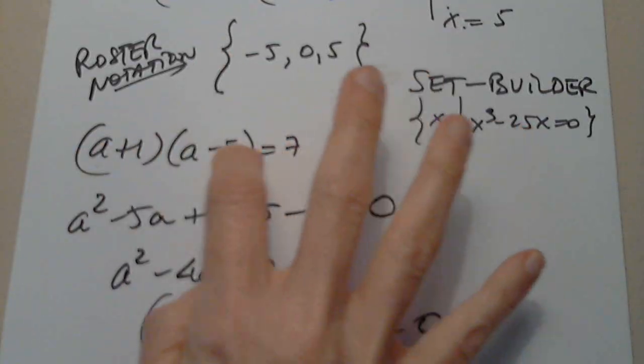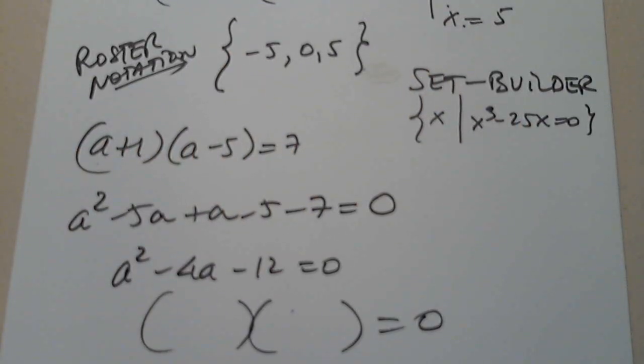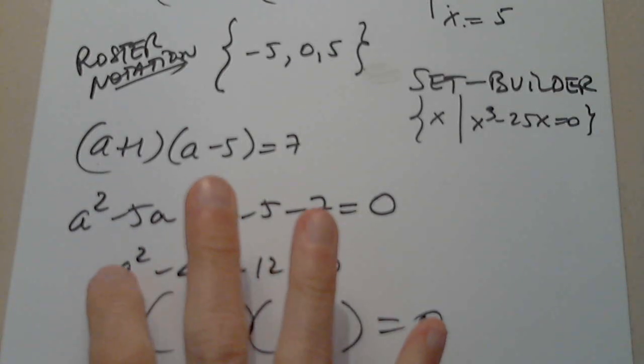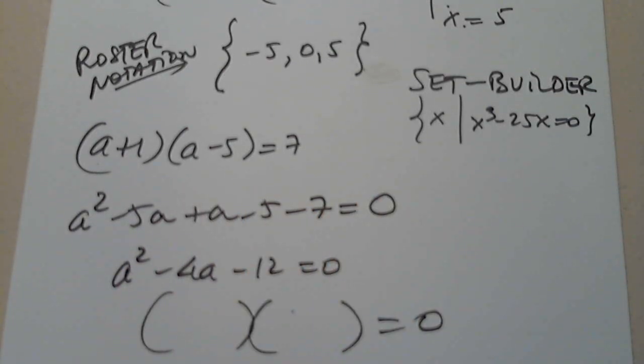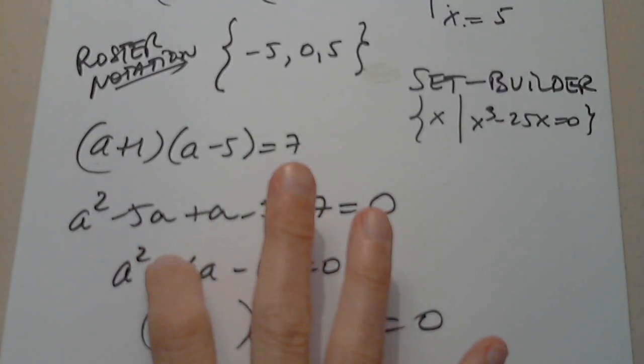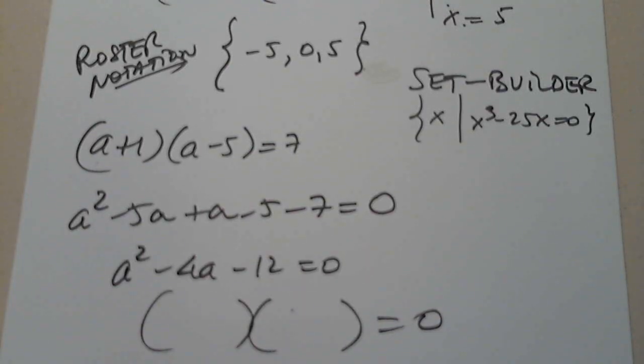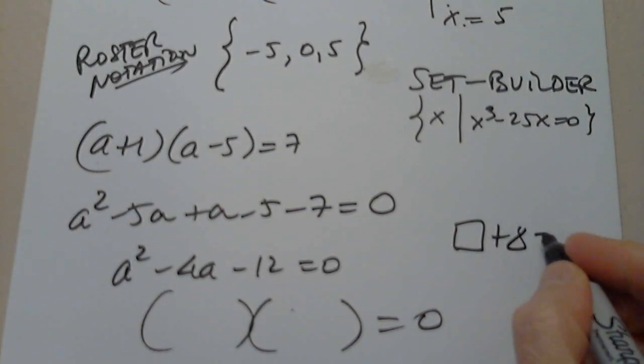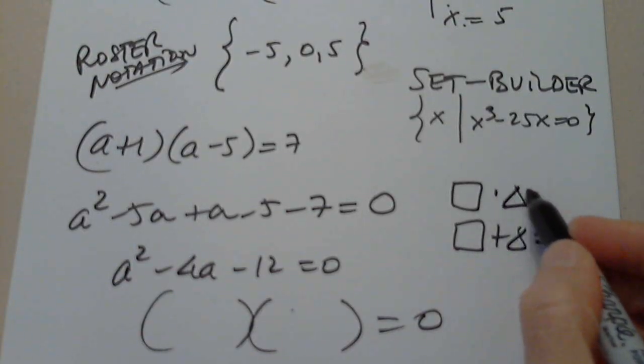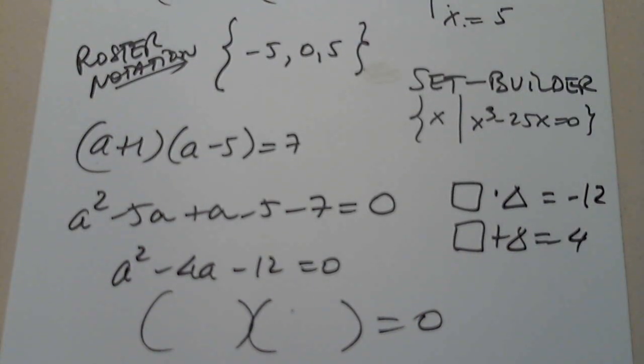Because it's not applicable here. Descending order, trinomial, no greatest common factor, no negative leading coefficient, no special product. This is a perfect square, but this isn't. 1 is the leading coefficient. So now we know that the sum is -4 and the product is -12.